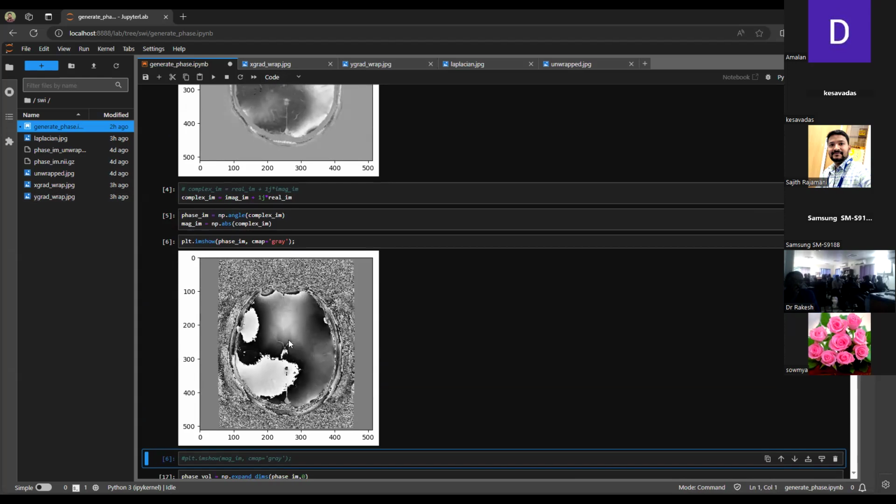See, we are getting a lot of artifacts here, and this is called phase wraps, or we can say phase errors, making this not usable actually. So this is a major problem while generating the phase image. Let me go back to the presentation.